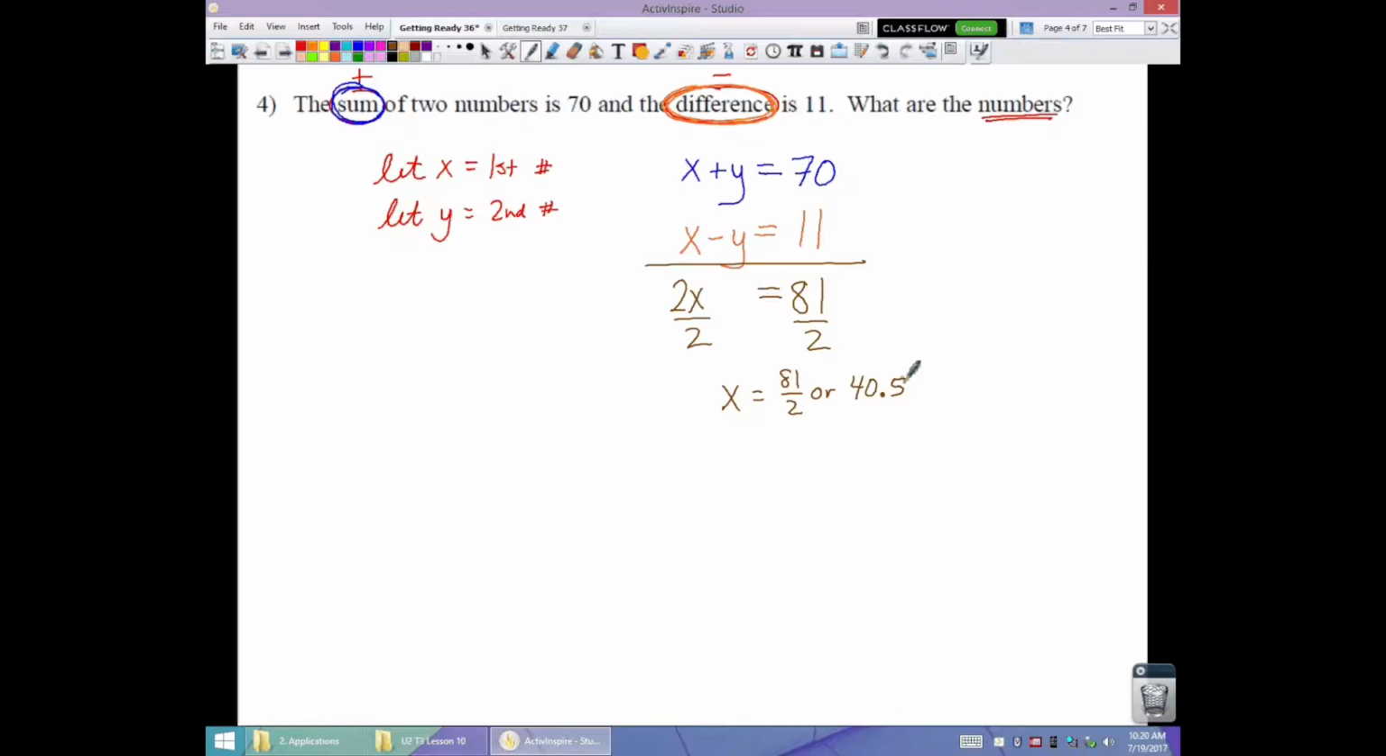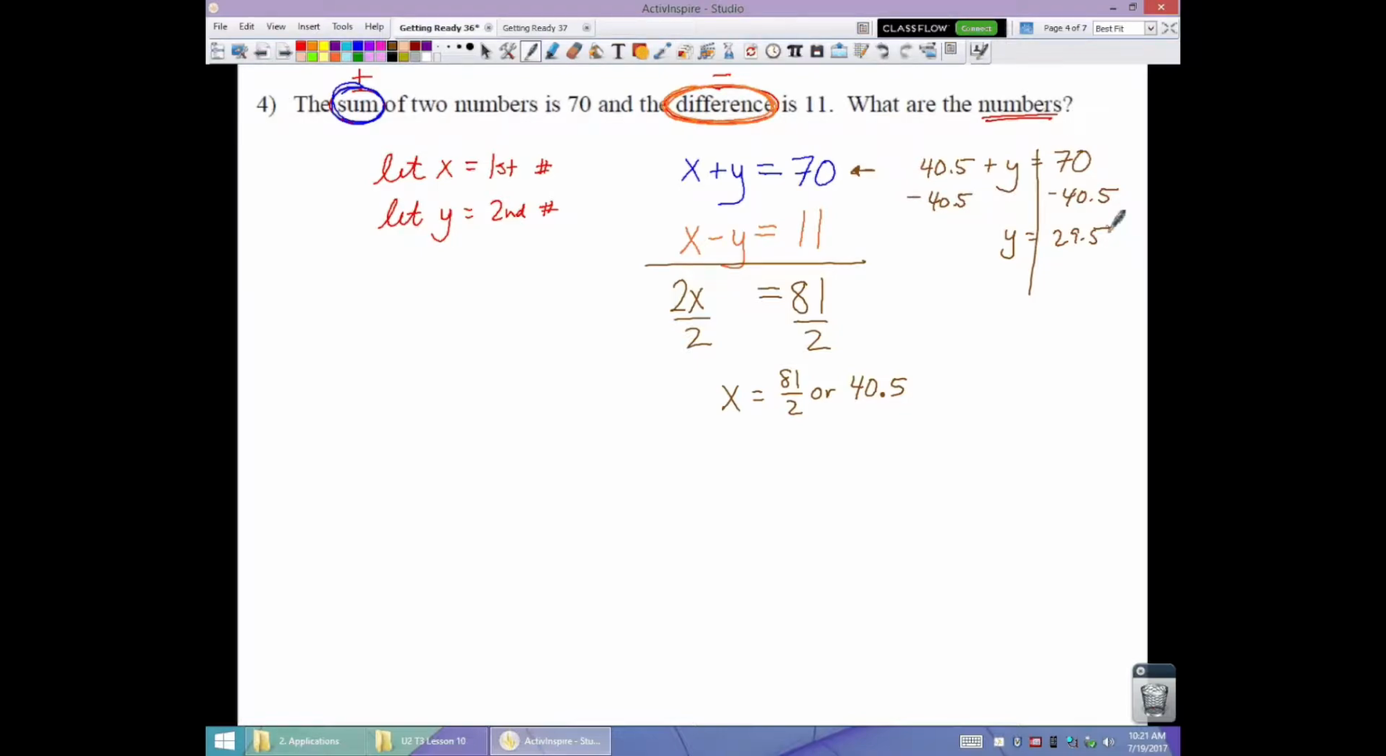Now that's probably not what you expected. I would imagine that you would have expected two integers. I kind of did myself, but this should not be a big problem. I need to substitute that back into one of the originals. I'm going to stick with the one that doesn't have any subtraction in it. So x is 40.5 plus y makes 70. So one-step problem to solve, subtract 40.5 from both sides. Y is 29.5.